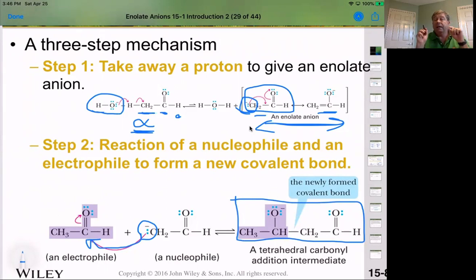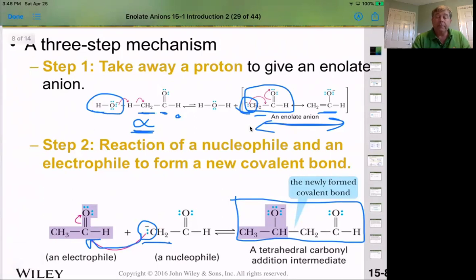Note, in the PowerPoints on the track site, this image and the image on the next page have been swapped. So this is the correct image for this thing where we have attack of the nucleophile onto the electrophile to generate our beta carbonyl compound here.